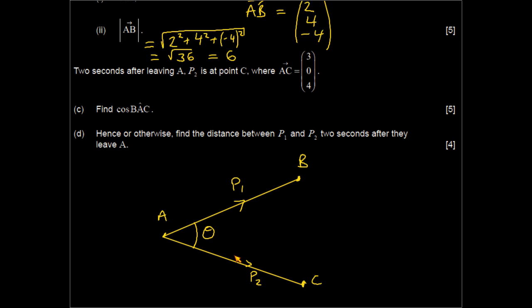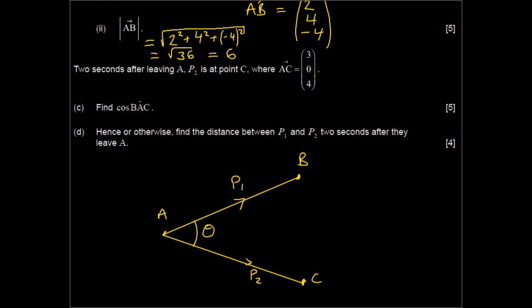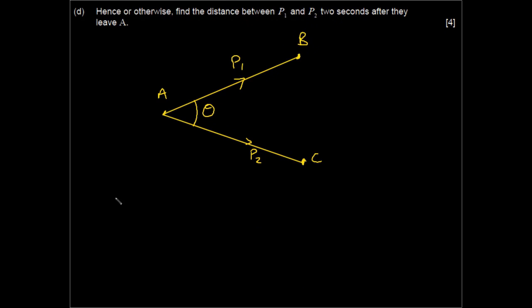So I'm going to do it the second way. We know the vector from A to C, and we've already worked out the vector from A to B. So I can say that cos of theta is going to equal vector A dotted with vector B divided by the modulus of A times the modulus of B. That's the regular way of working out the angle between two vectors.